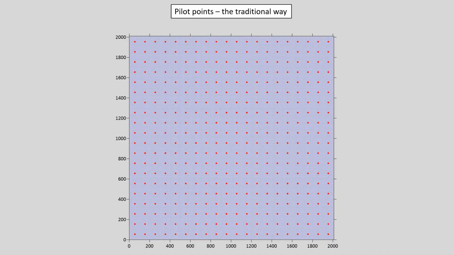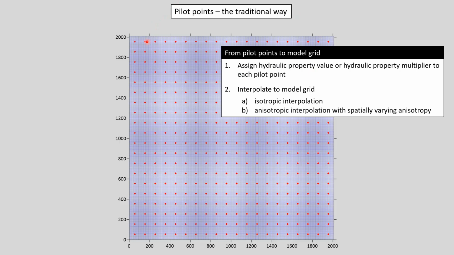We're going to talk about a simple regular array of pilot points. Everything I talk about can be done just as easily with an irregular array of pilot points, with the spatial density of those pilot points varying from place to place throughout the model domain. So in the traditional way of using pilot points, we assign values to each pilot point, hydraulic property values, because we want to end up with a hydraulic property field that populates this model grid. So we assign hydraulic property values to each one of these pilot points, and then we interpolate those hydraulic property values to the model grid.